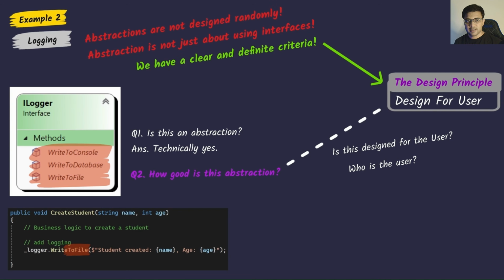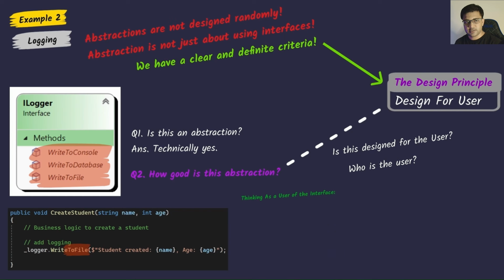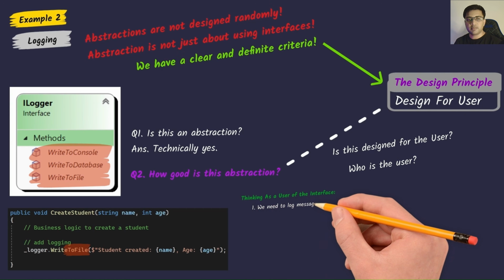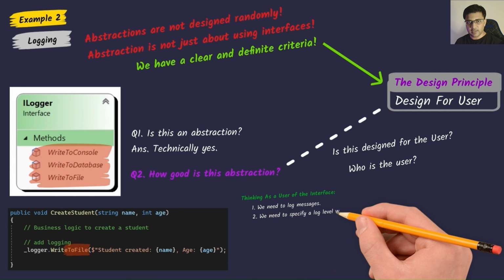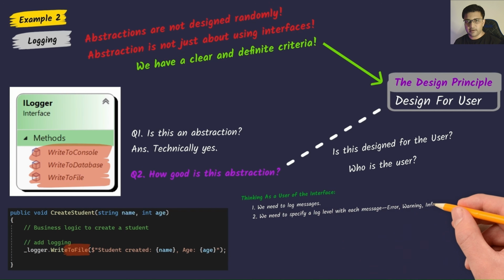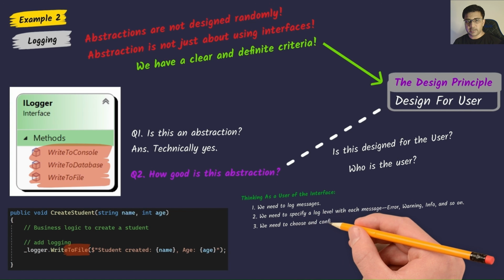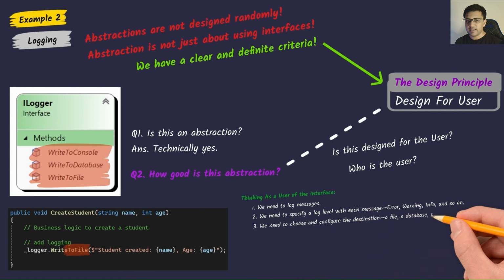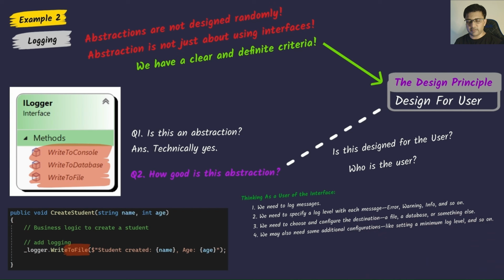Think again. Let's analyze what we want as a user of a logging interface. We need to log messages, right? We also need to specify a log level with each message, like error, warning, info, and so on. We need to choose and configure the destination, a file, a database, or something else. We may also need some additional configurations like setting a minimum log level and so on.